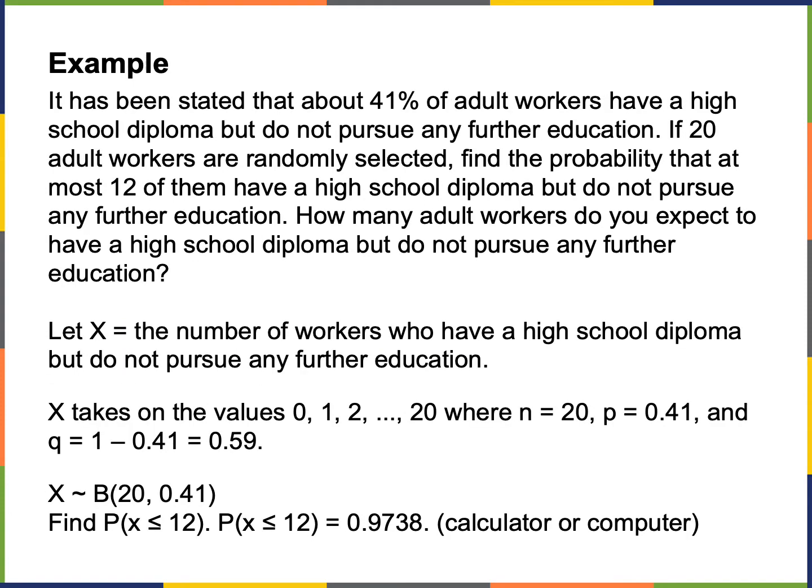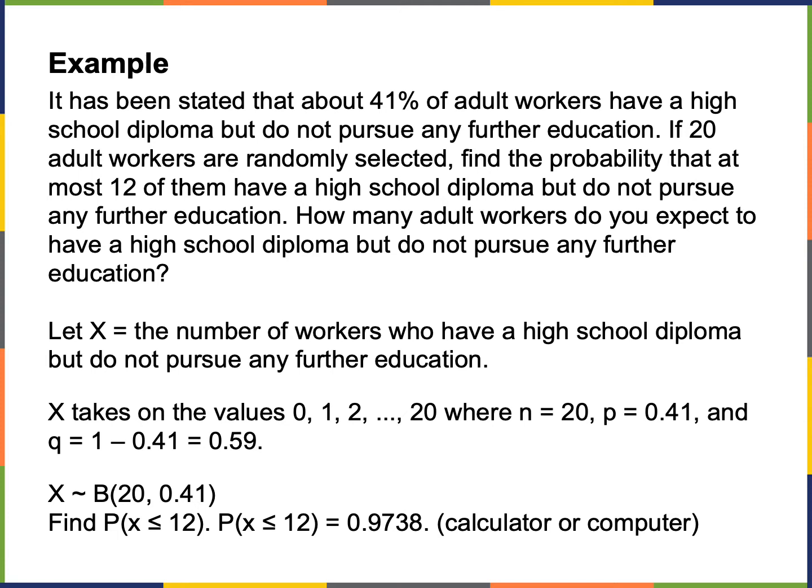Let's do another example. It's been stated that about 41% of adult workers have a high school diploma but do not pursue any further education. If 20 adult workers are randomly selected, find the probability that at most 12 of them have a high school diploma but do not pursue any further education. How many adult workers do you expect to have a high school diploma but do not pursue any further education?